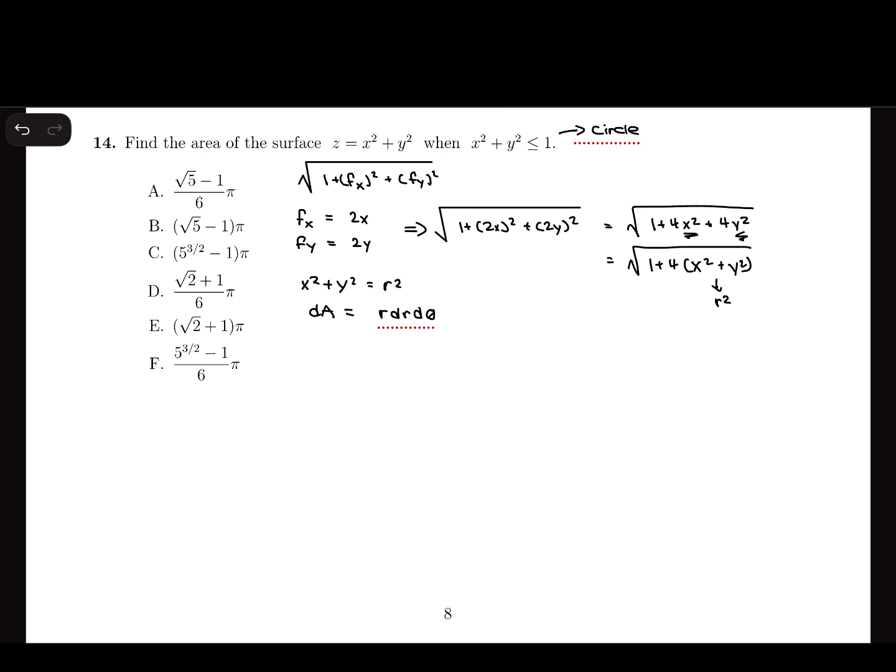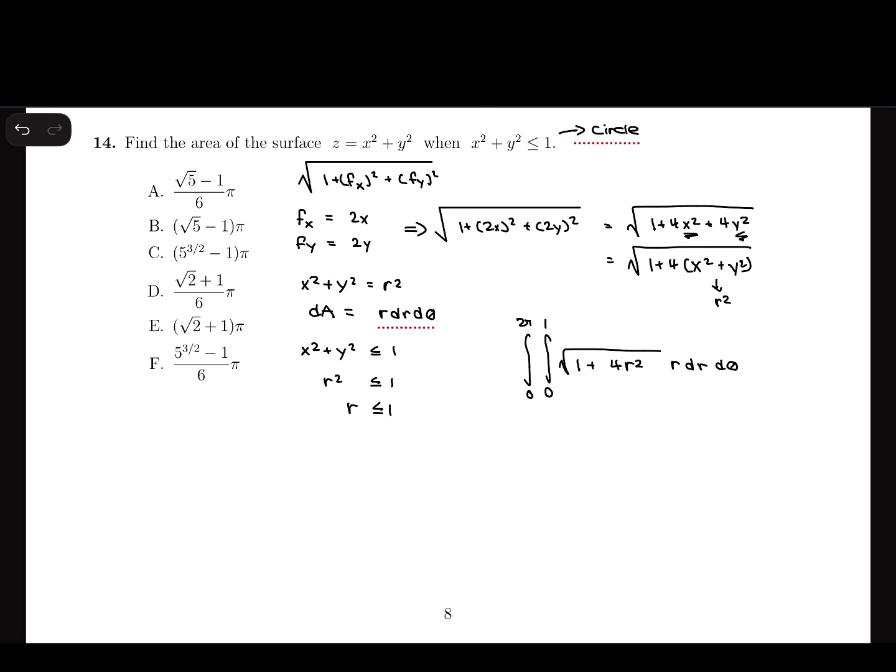So when we do this, let's compute our bounds. We know that x squared plus y squared is less than or equal to 1. X squared plus y squared is the same as r squared less than or equal to 1. So now we know that our radius is 1, so our radial bounds go from 0 to 1. And this is just a regular circle, so our theta bounds are from 0 to 2 pi. Now we already have our integrand right here, so let's just plug it in. That'll be the square root of 1 plus 4r squared. Don't forget that r dr d theta.